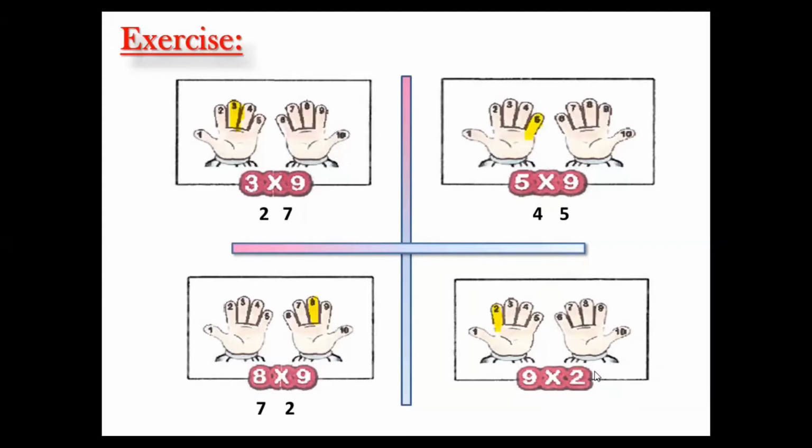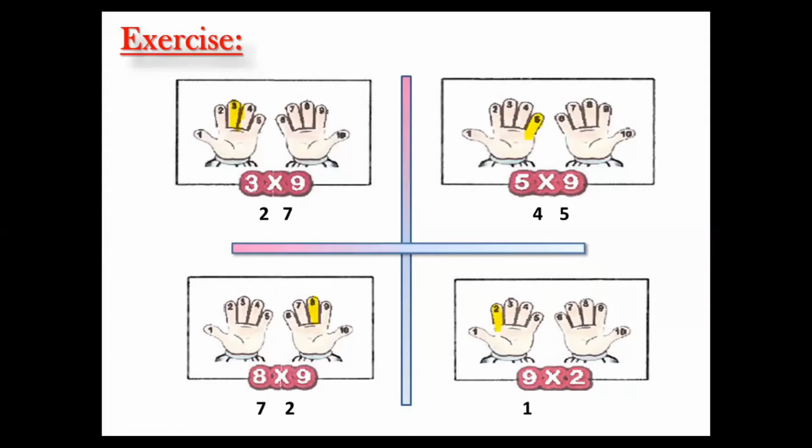All what you need to do here is to hold up all 10 of your fingers and then we count from the left hand until you get the second finger. 1, 2, this is the second finger. To get the product of 9 by 2, we count all fingers before the second finger. We have here only one finger. So we write number 1 in the tens digit in the product.